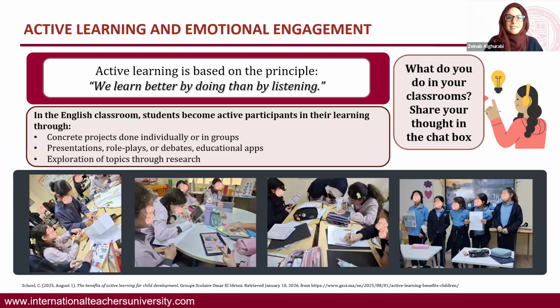Now we're talking about active learning and emotional engagement. Students learn better by doing. So this is why active learning is based on the principle that we learn better by doing than by listening. So students usually, when they're involved and they have a task in their hand, they're working, they're actually involved here, and that's when they end up providing better results and achieving their outcomes.